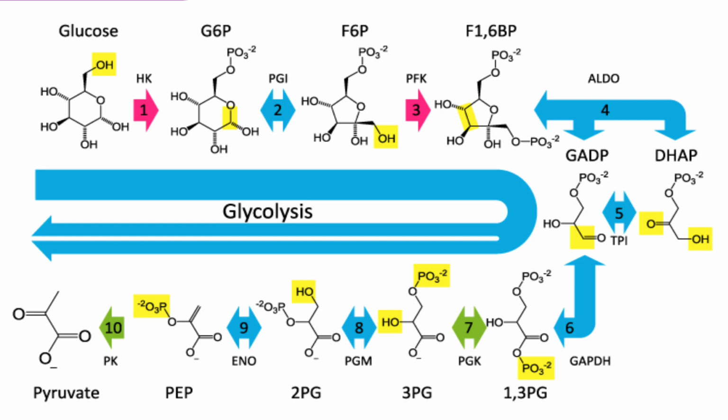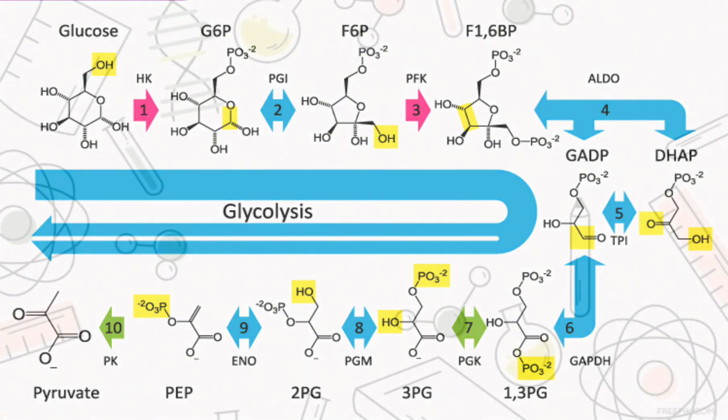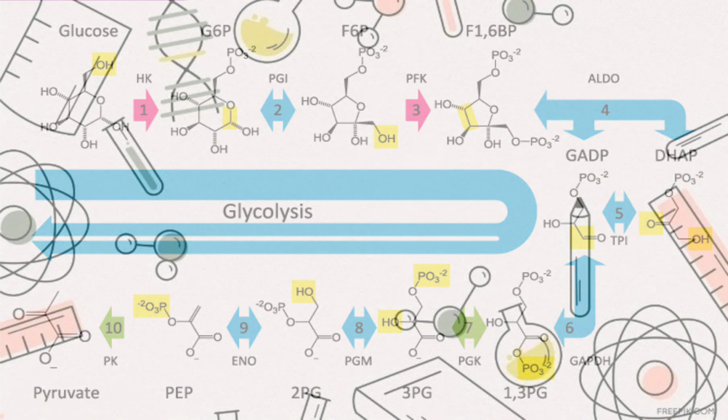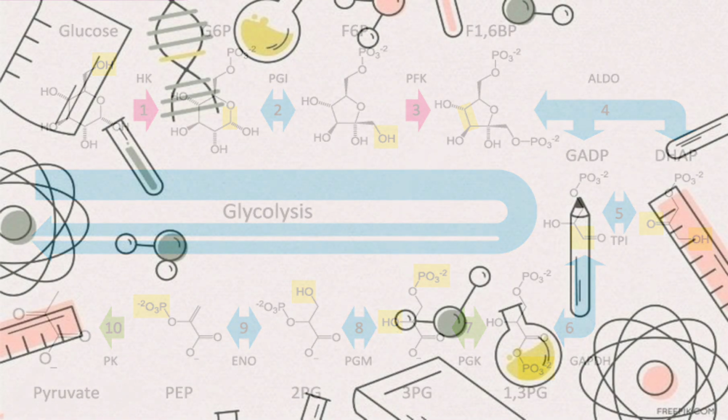Now for step 9 of glycolysis, the enzyme enolase removes a water molecule from 2-phosphoglycerate to form phosphoenolpyruvate. Now for the final step of glycolysis, a phosphate from phosphoenolpyruvate is transferred to ADP to form pyruvate and ATP by the action of pyruvate kinase. Two molecules of pyruvate and ATP are obtained as the end products.